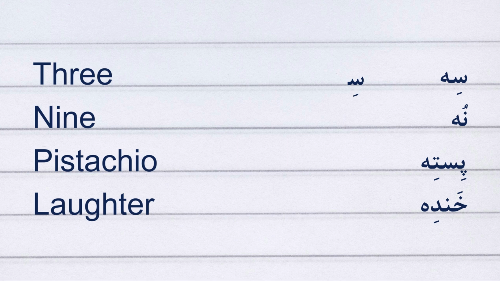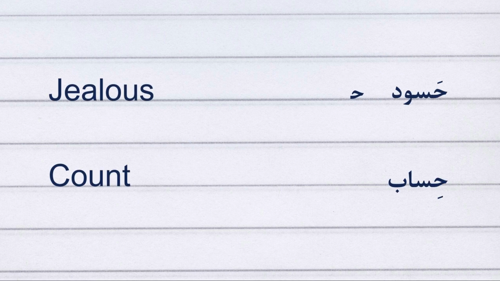S plus e plus h, se, which means 3. N plus o plus h, no, which means 9. P, e, s, t, e, h, peste, which means pistachio. H, a, n, d, e, h, khande, which means laughter.